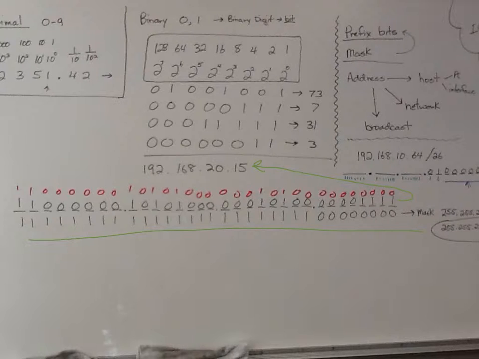So this is what the router really sees. It sees these ones and zeros. It doesn't see the dots either in there. It's just 32 bits. And the router looks at those. And so this is an address.